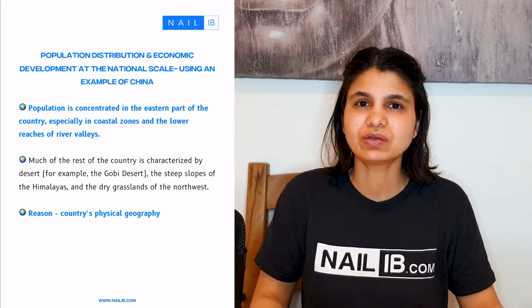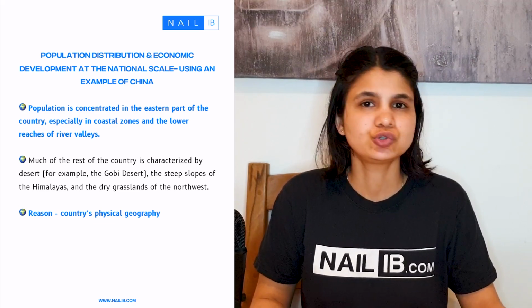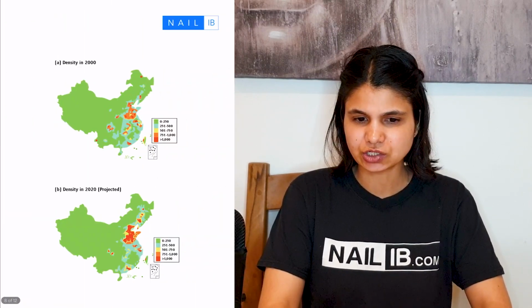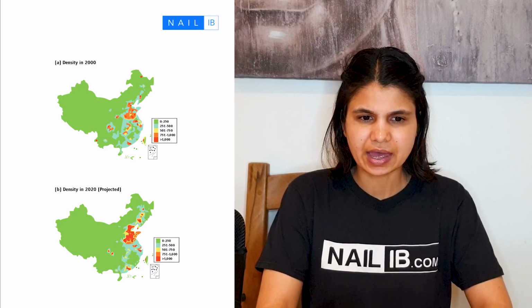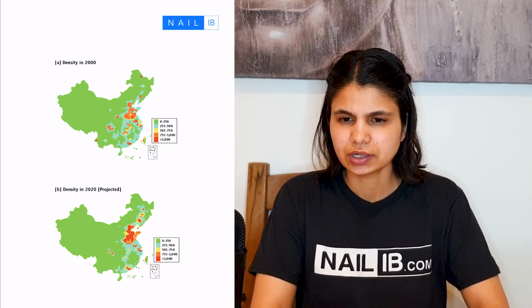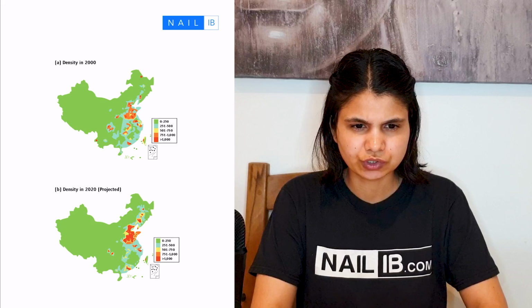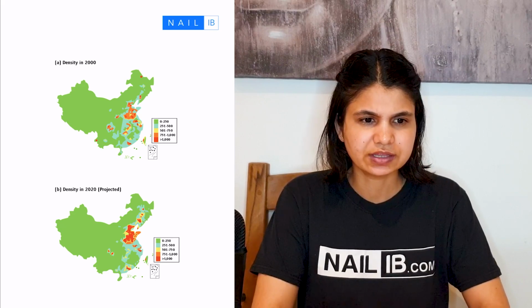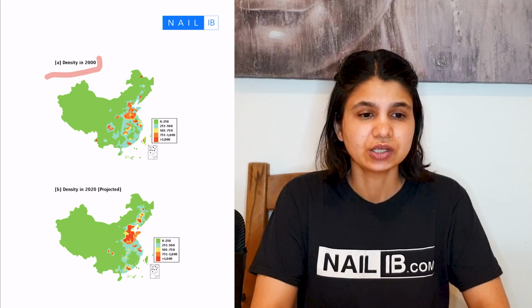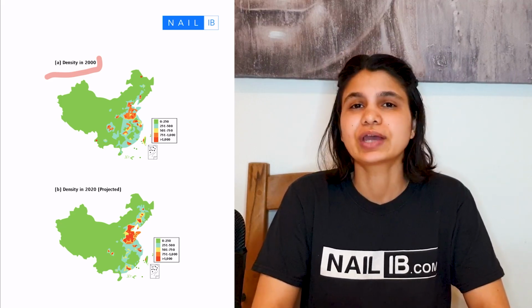All those things would decide where population would eventually choose to settle and then grow. Right, like I said, look at this map of China and the density of population. I will need to draw attention to this map here. So look at this map density in 2000, and then we will look at 2020.